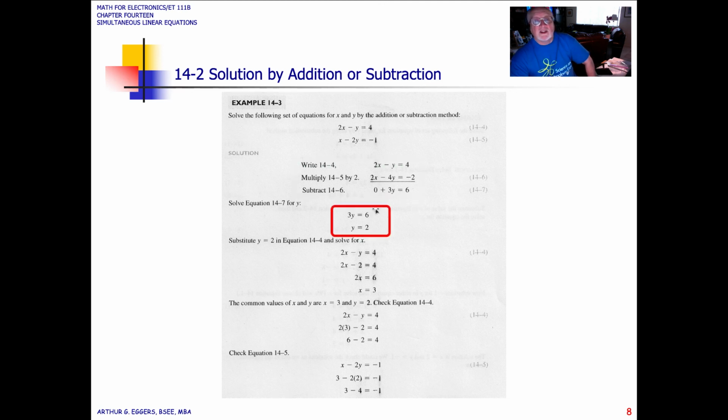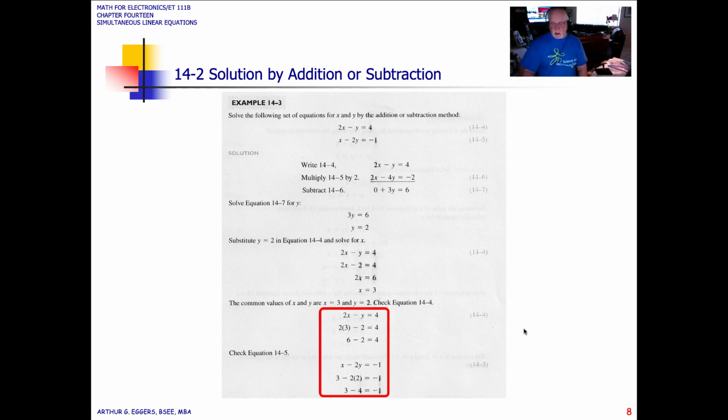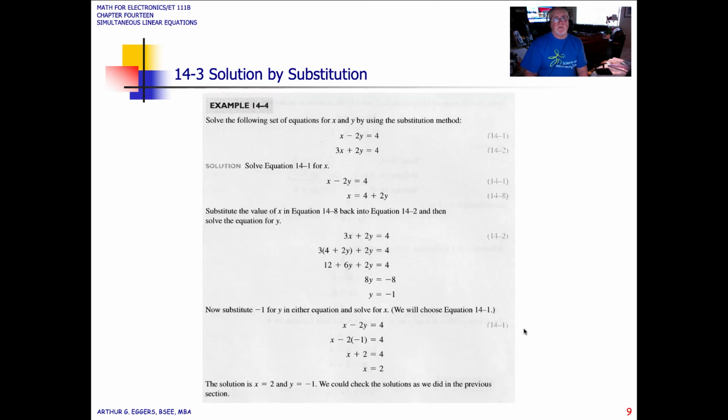Okay, so in solving for this then, just like normal, 3y equals 6 then, or y equals 2. Substitute the value of 2 in for y in the expression so that we're left with 2x equals 6 or x equals 3. So the common values of x and y are 3 and 2. Check by inserting the values into the expressions, and you will find that you did in fact solve the two equations using simultaneous methods. Okay, so the next section, 14.3, we will look at solution by substitution.